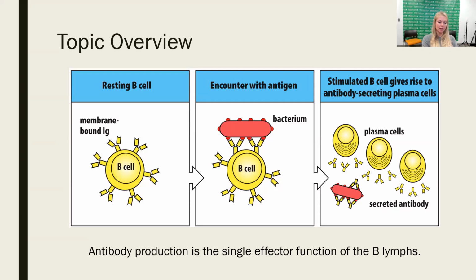And so, just a big overview picture here, we have a B cell that has bound immunoglobulin, or Ig, and then that will interact with a bacteria cell, epitopes, I'm using words that we're going to dig into, but it encounters antigen, and then that B cell will be stimulated to go on and become a plasma cell that secretes antibody. So that's the huge overall, very simplistic picture. And we're going to look at each one of these phases in great depth.